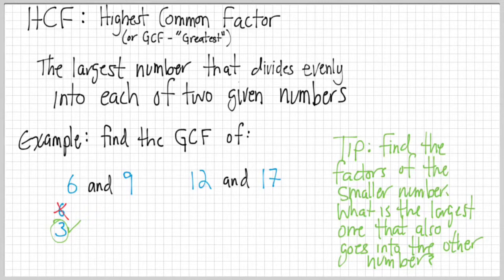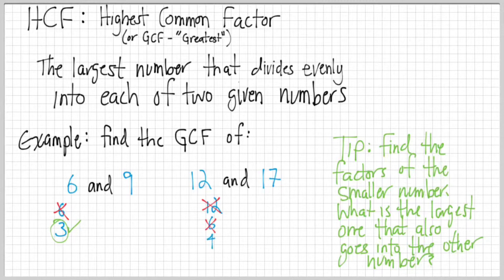Let's do 12 and 17. 12 is the smaller number, so let's find the factors of 12. One factor is 12. That does not go into 17. Okay. Next one down would be 6, which also does not go into 17.